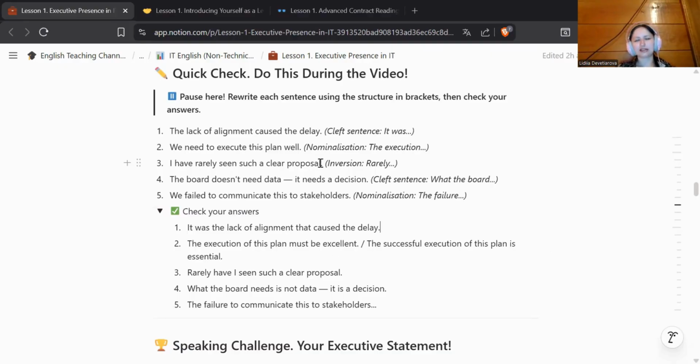I have rarely seen such a clear proposal. Rarely have I seen such a clear proposal. The board does not need data, it needs a decision. What the board needs is not data, it is a decision. We failed to communicate this to stakeholders. The failure to communicate this to stakeholders.